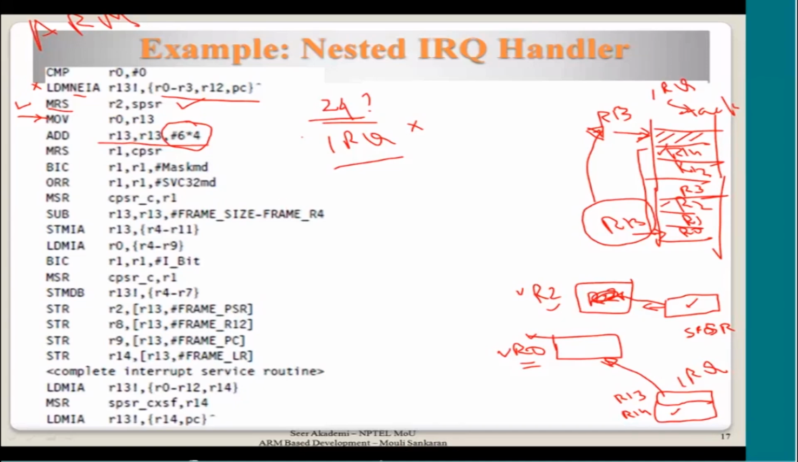So if FIQ happens, it will not be a problem for us. These register values will not be corrupted. You will get them back. Even if in between it goes to FIQ and comes back, no issues. So please remember that in mind.